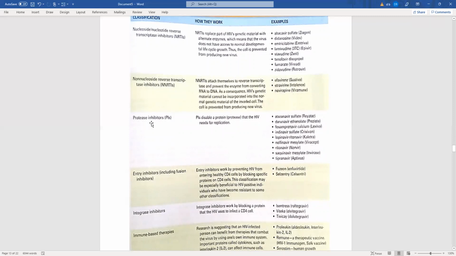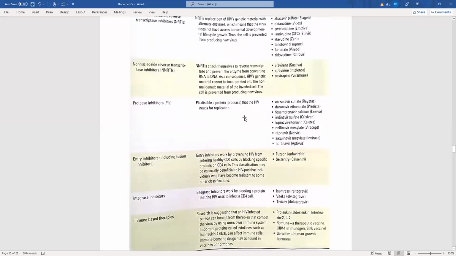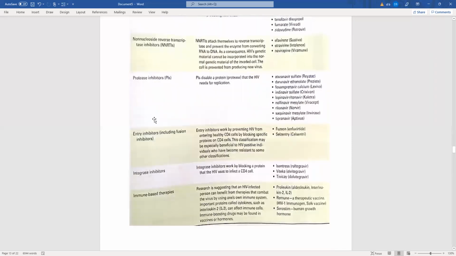The PIs, which are protease inhibitors. They disable a protein, protease. That's why it's called protease. If you see protein and protease in a question, you know. PIs disable the protein that HIV needs for replication. You know that HIV needs proteins to replicate, so the protease inhibitors block that.